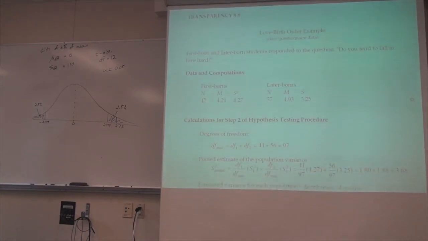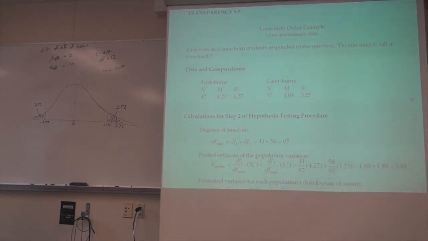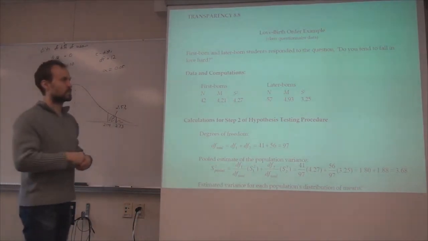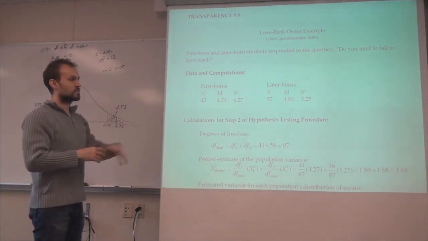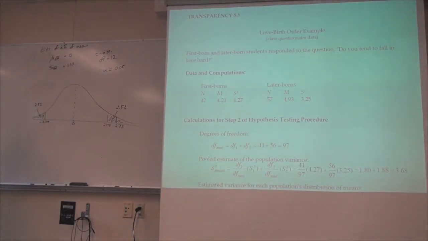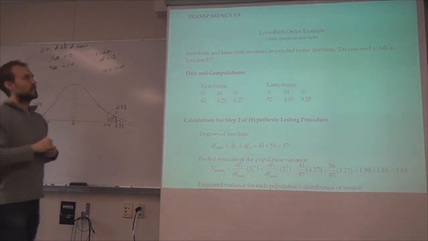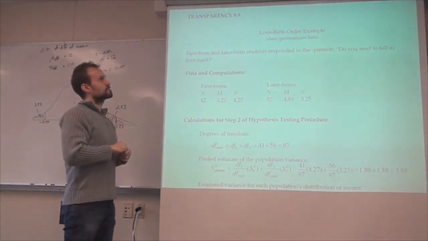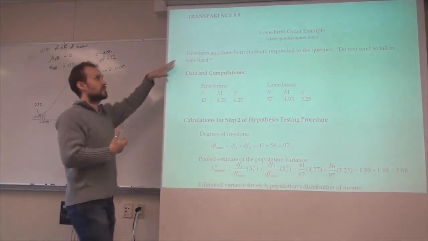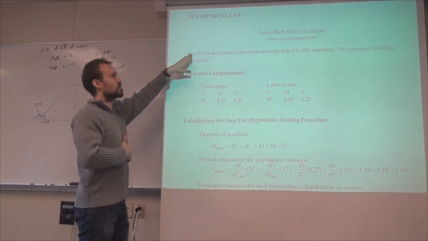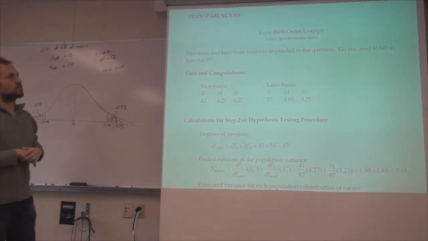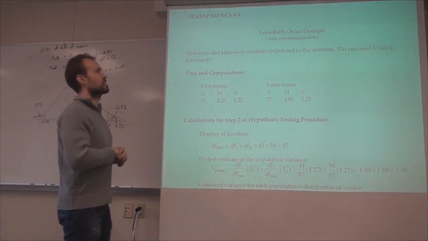Now there is another example that we can do a little bit faster. The repetition will help me remember. I'll do it a little bit faster, just to get used to the process, and then focus on the little details. So in this one, students were surveyed, 2 groups, those that are firstborn and later-born students, to ask the question, do you tend to fall in love hard?